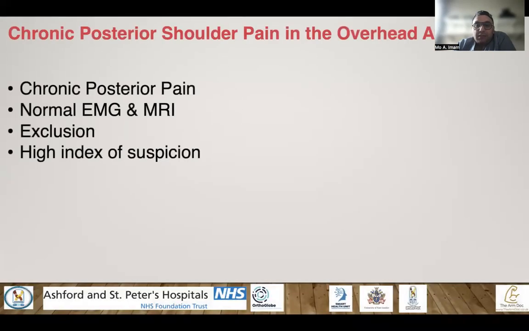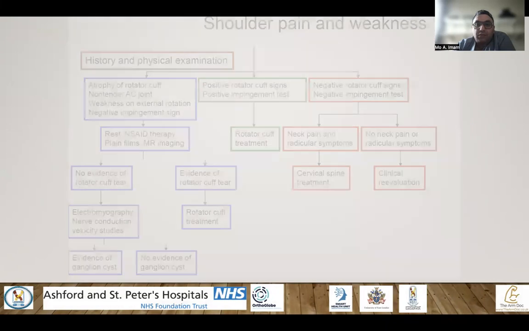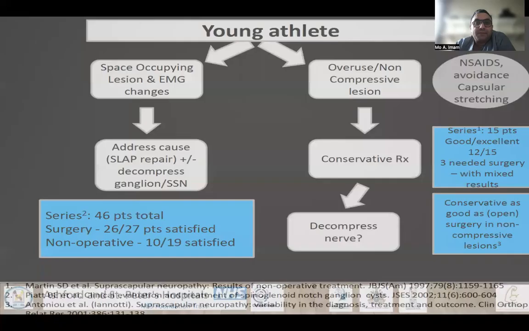Some of these patients are difficult to diagnose. They have chronic posterior pain, normal EMG and MRI, and then this would be a diagnosis by exclusion. This is the algorithm of managing these patients, and it is crucial to understand all the relevant aspects here.